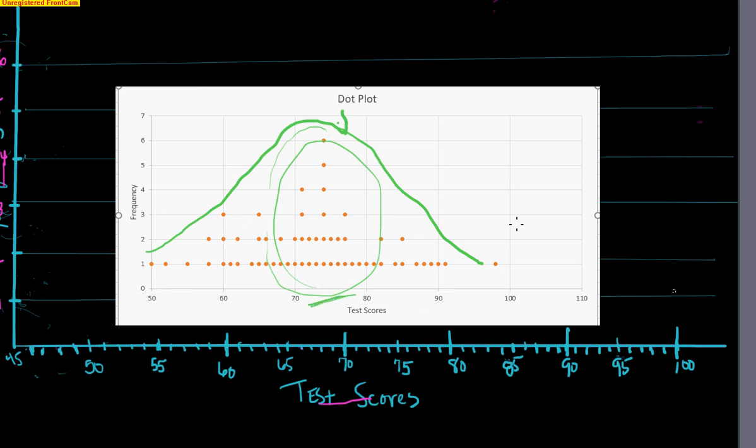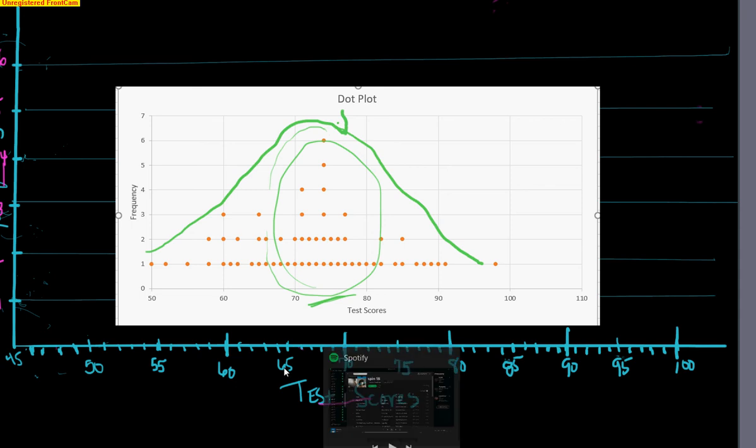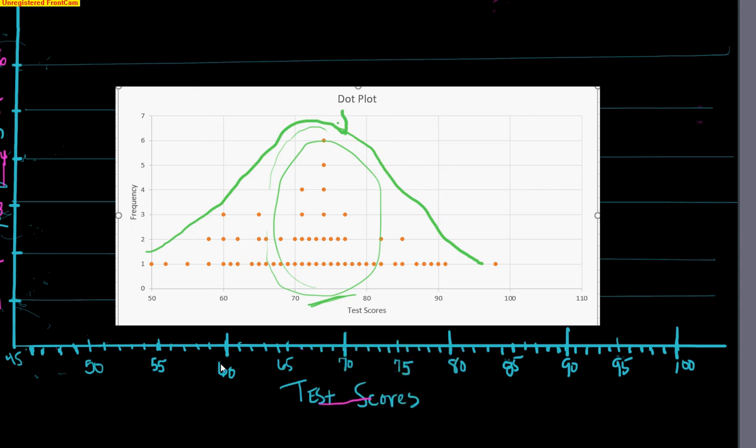So that's a dot plot, and that's what you can think about it. When you get to your homework, you can refer to this video.